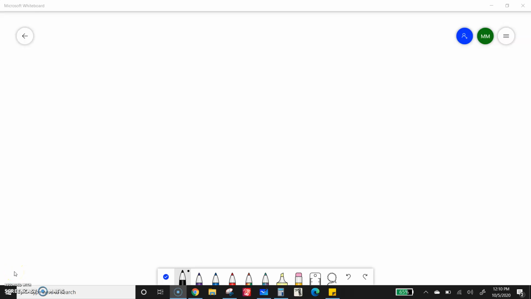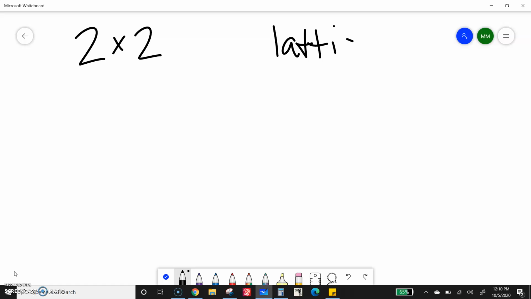Okay, I will be showing you how to do 2-digit by 2-digit multiplication with the lattice method. Now 2 by 2 is new this year. Last year you just did by 1 digit. That's what you reviewed before. Now we're introducing bigger numbers, so multiplying bigger numbers.